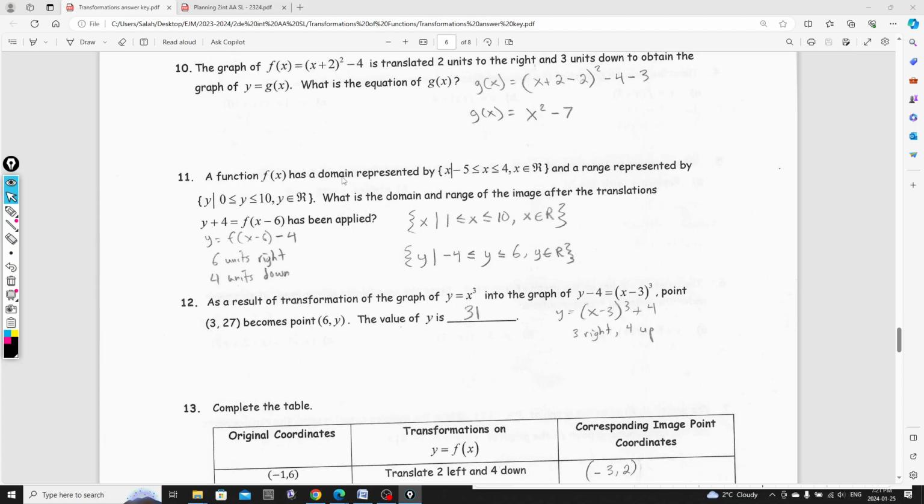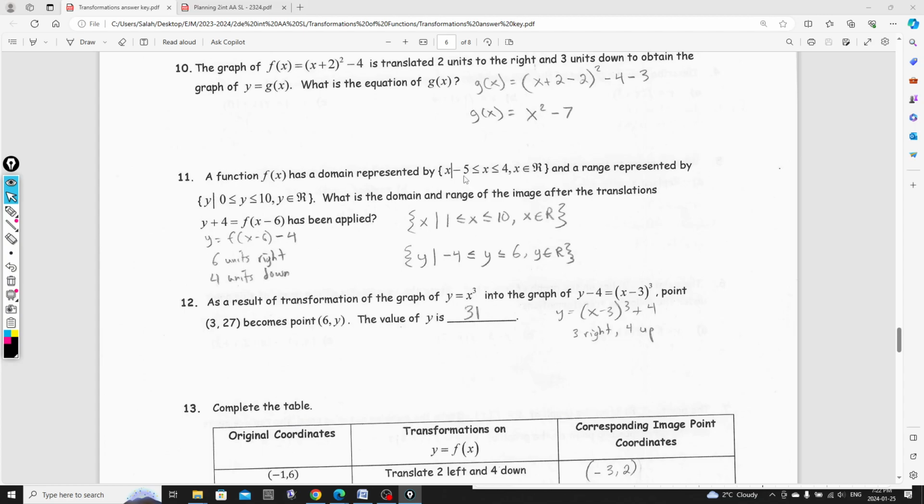So a function f of x has a domain represented by the following in set notation. Okay, so x such that x is a value between negative 5 and 4, included on either end of the interval. And once you've established this interval, then you're stating x is an element of the set of real numbers. Okay, and a range represented by the following.